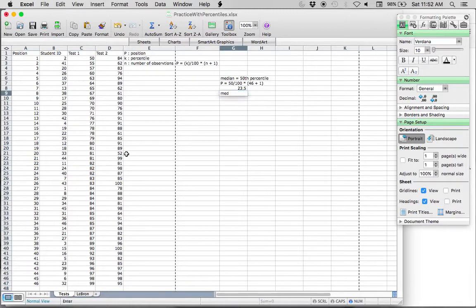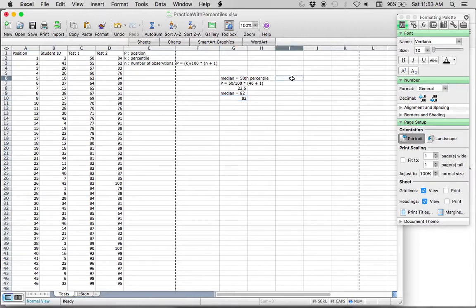So our median is 82. And we can check that, right, by what we learned the other day. Equals median. I feel like that should work. 82, right? All right, so we got the right median.